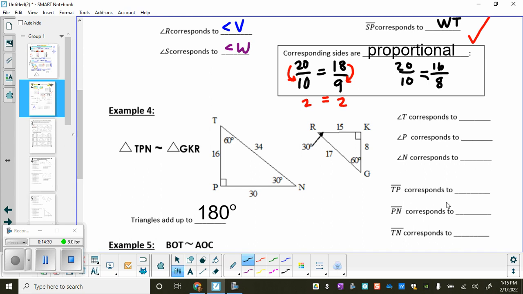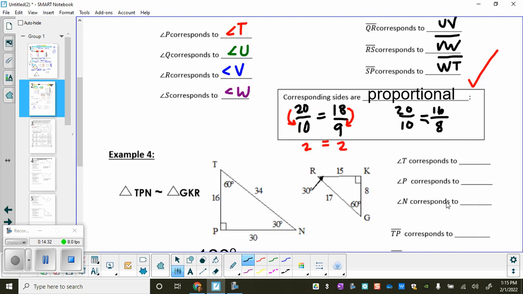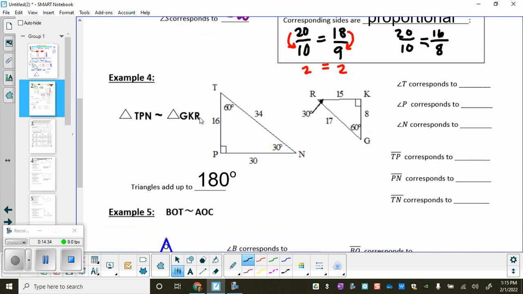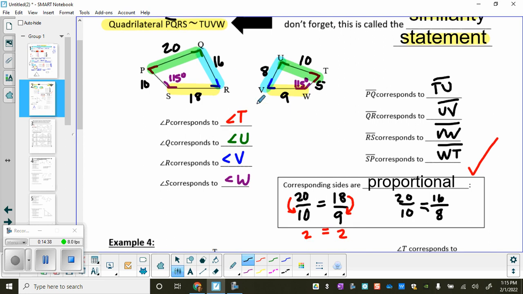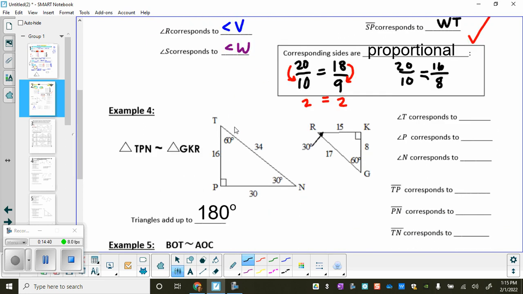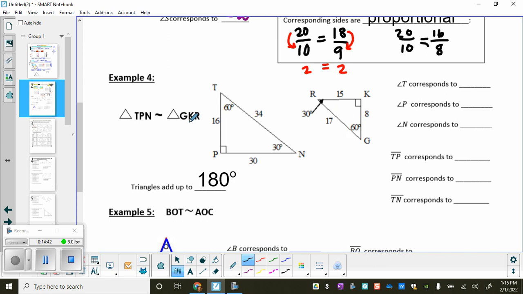All right, now we're ready to move on to example 4. You can see once again with these examples that if I start to turn the shapes around, it's a little tougher to see what matches up. So that's why we use the similarity statement. Once again, it tells us T matches with G. So T here matches with G. And that makes sense because we can see that they're both 60 degrees.